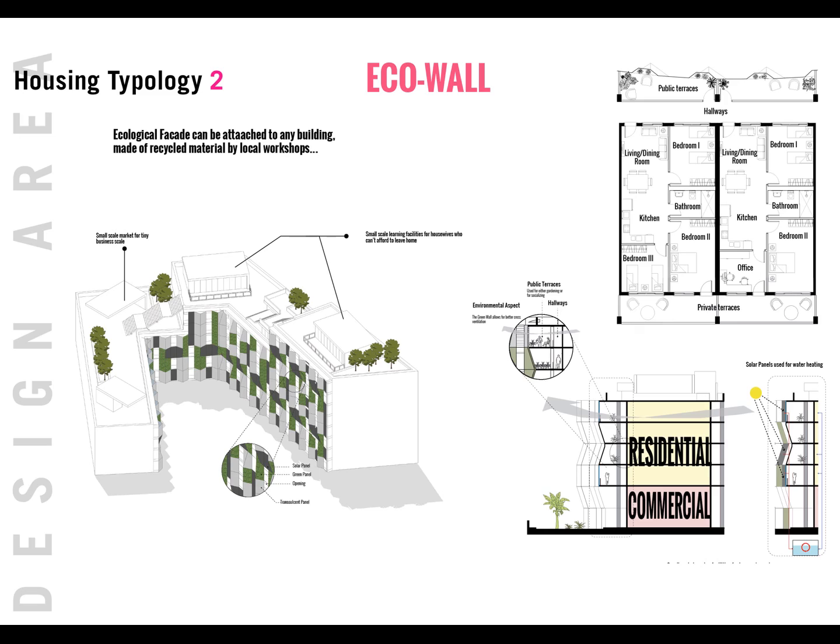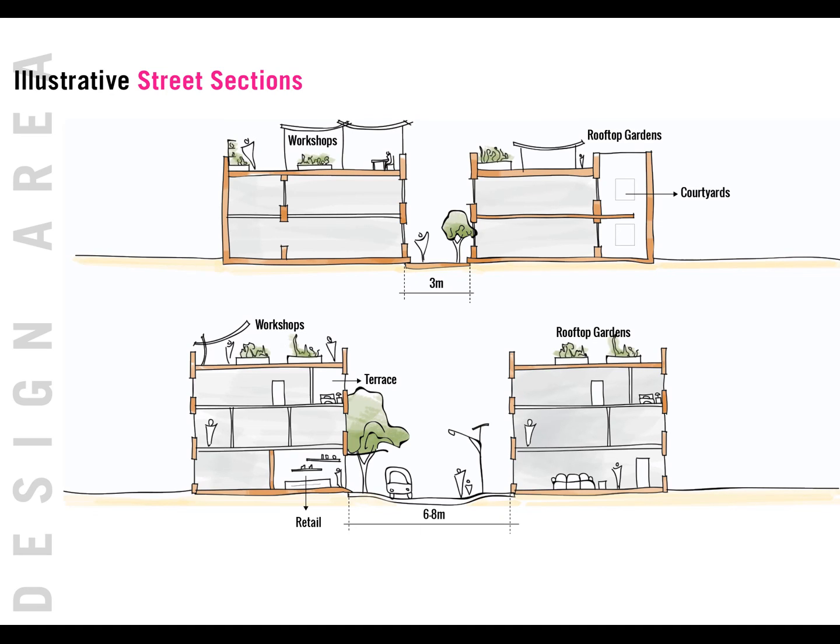The floor plan consists of a single loaded hallway with a public terrace on one side and a private terrace on the other, which allow for better cross-ventilation. The rooftops have small-scale learning facilities and workshops for housewives who cannot afford to leave home. These are key illustrative sections to show a prototype of a main street with a 6 to 8 meter width and a secondary alley with a 3 meter width.